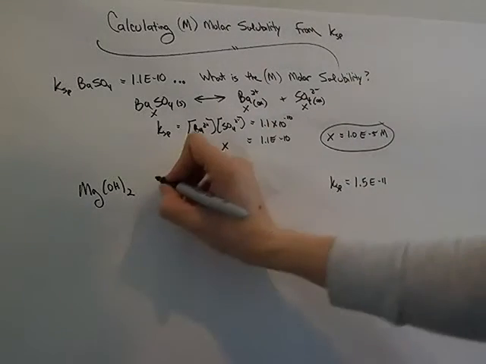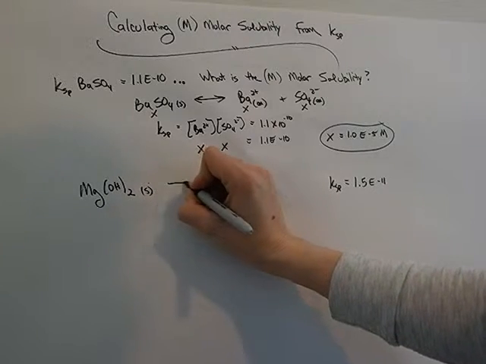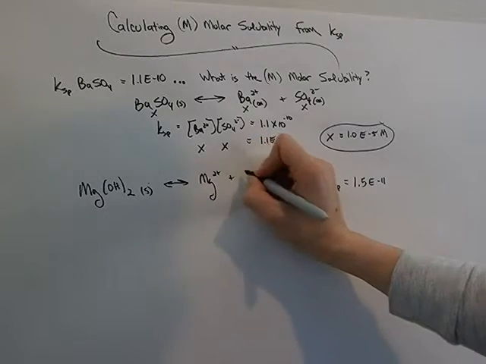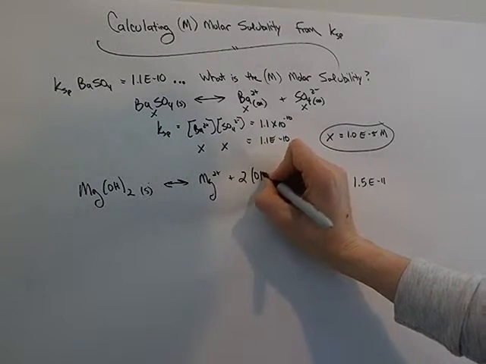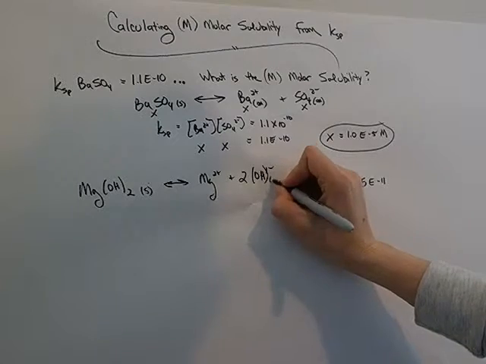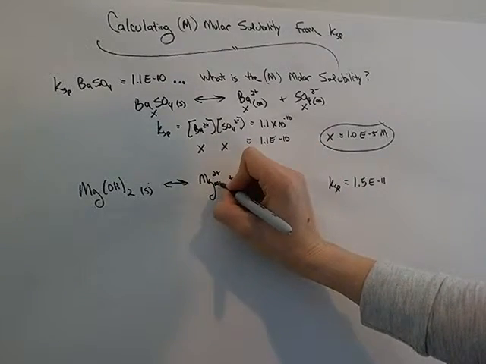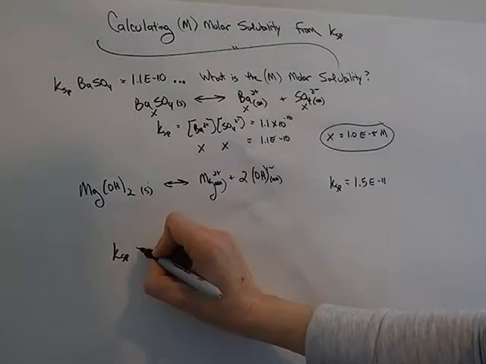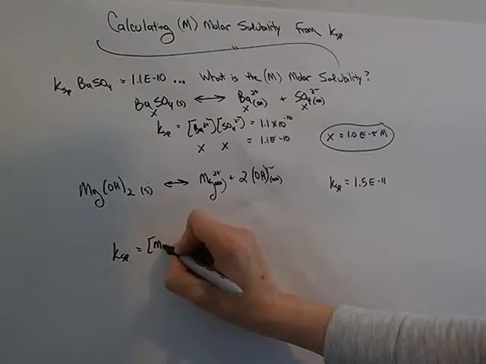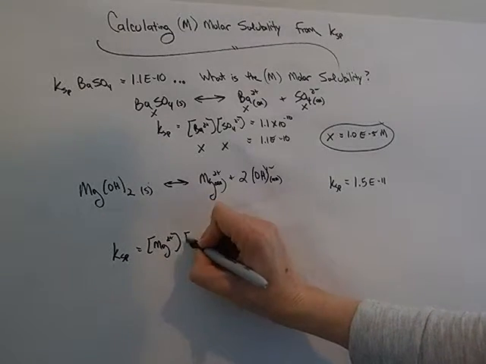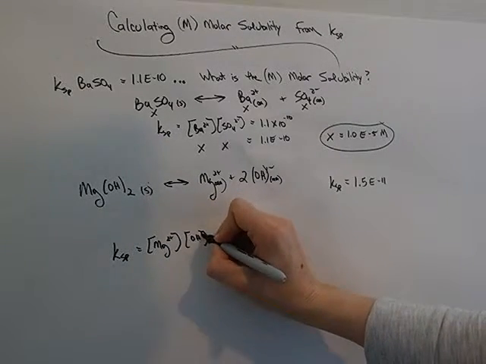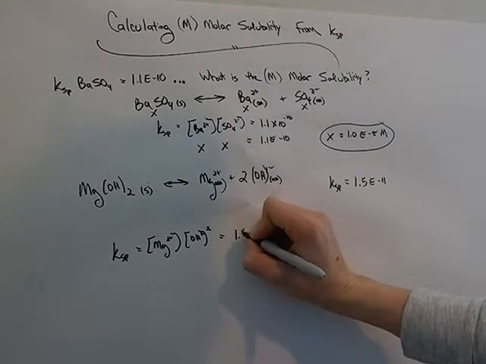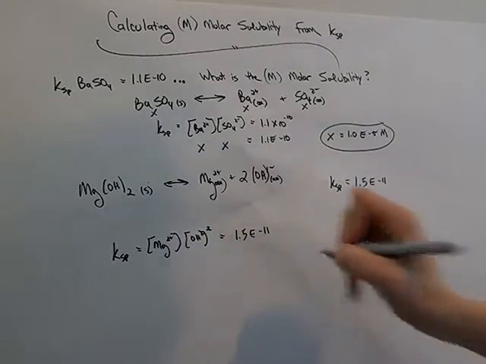So again, let's start off with the equilibrium expression. And notice here now we have a 1-to-2 molar ratio happening. We can go ahead and write out the KSP expression. This time it's going to equal the concentration of magnesium times the concentration of hydroxide squared. And again, that still equals 1.5 times 10 to the negative 11th.